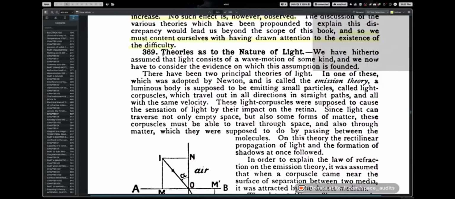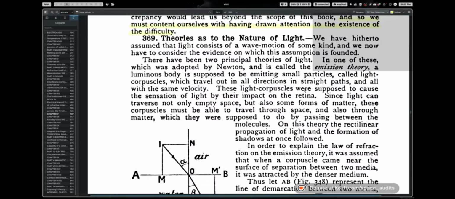So 369 here, theories of the nature of light. We have hitherto assumed that the light consists of a wave motion of some kind, and now we have to consider the evidence on which that assumption is founded. There have been two principal theories of light, and one of these, which was adopted by Newton, is called the emission theory. A luminous body is supposed to be emitting small particles called light corpuscles, which travel out in all directions in straight paths and have the same velocity.